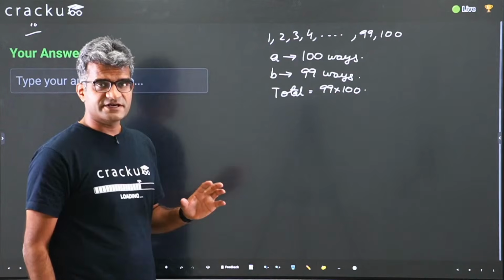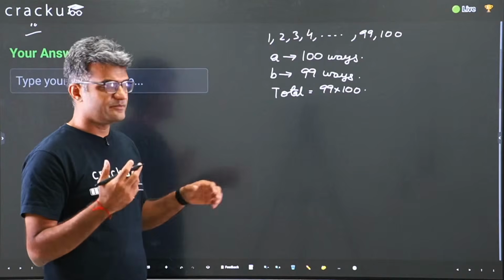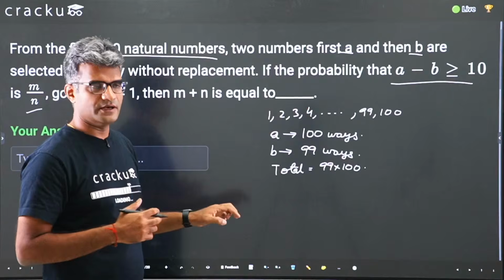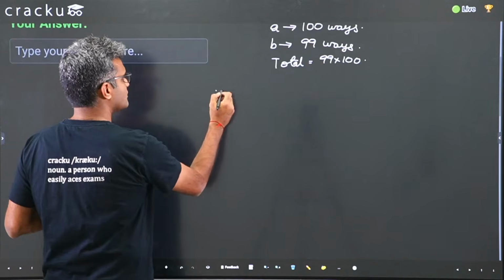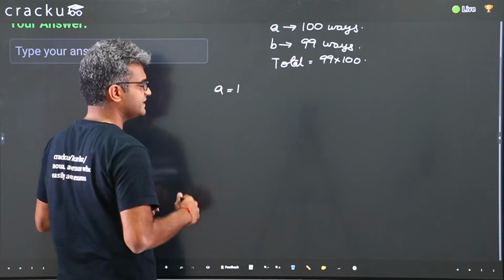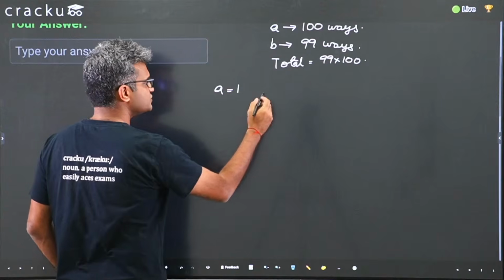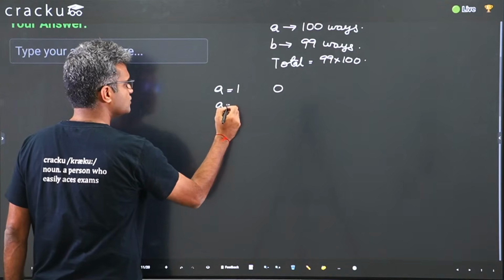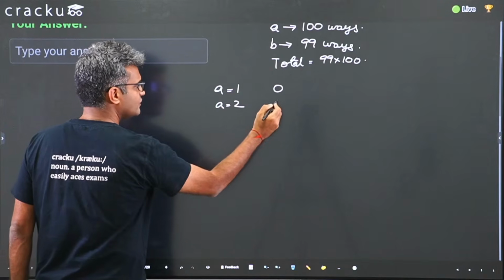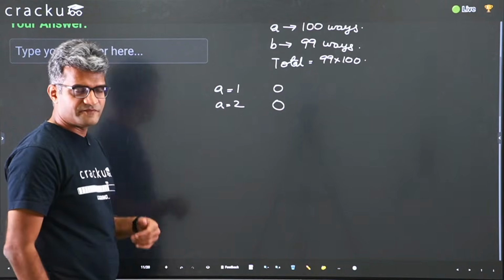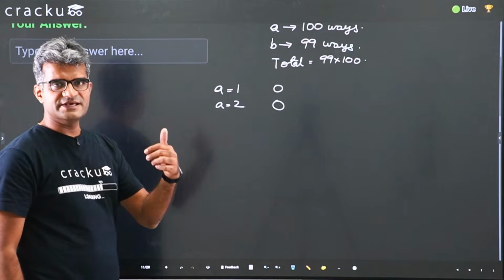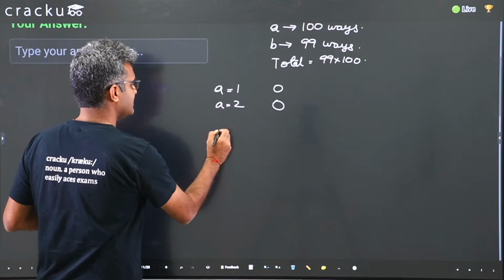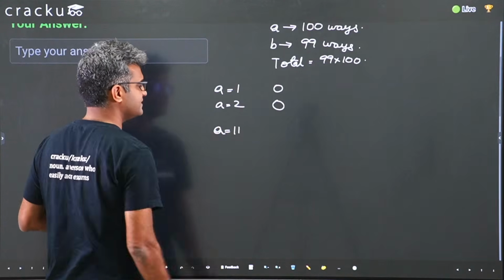Now once they are selected, what is the number of relevant cases where A minus B is greater than or equal to 10? If A is equal to 1, we cannot have B to be a negative number, so the number of relevant cases will be 0. Similarly, when A is 2, there will be no value of B from these 100 such that A minus B is greater than or equal to 10. This will be the case till A first touches 11.